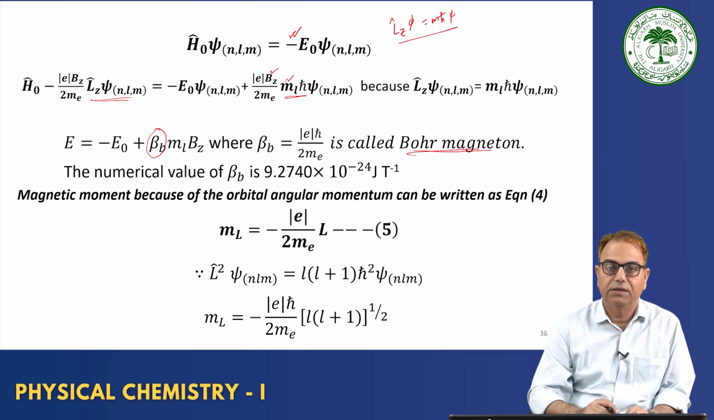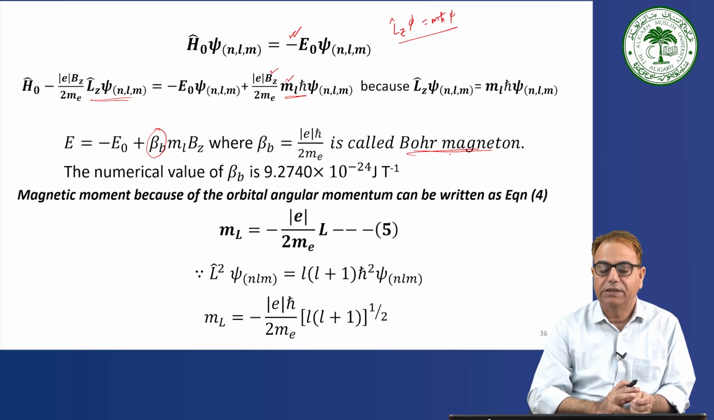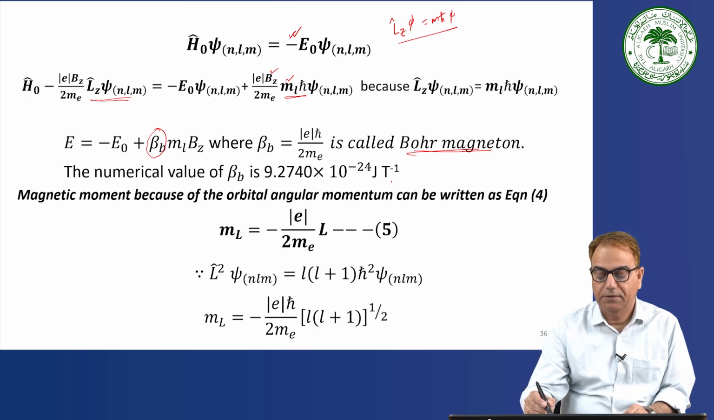I'm sure you have heard it earlier, but quantitatively the Bohr magneton comes out to be 9.2740 × 10^-24 joule per Tesla. Okay, so this was known to you.